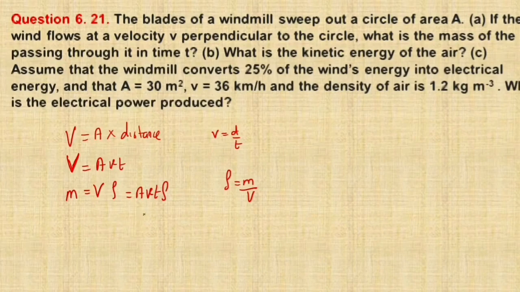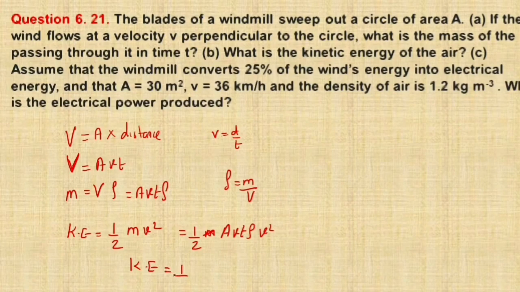Now the next one is asking for the kinetic energy of the air. Kinetic energy of the air is equal to half into m into v square. So we can write half into mass. What is the mass here? Mass is equal to AVT into density, into v square. So kinetic energy is equal to half into A into v cube into T into rho. So this is the kinetic energy we got.